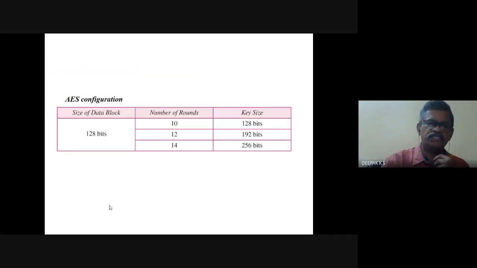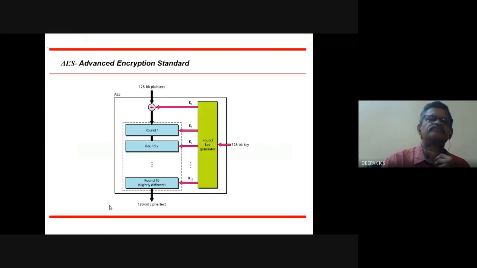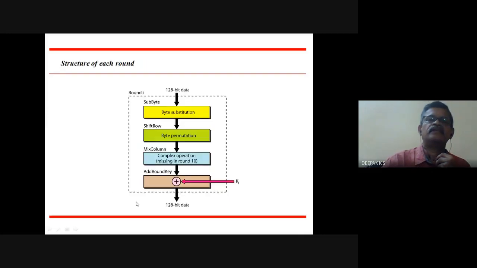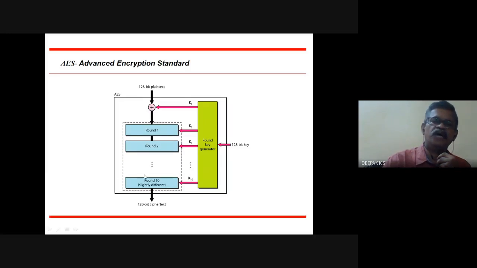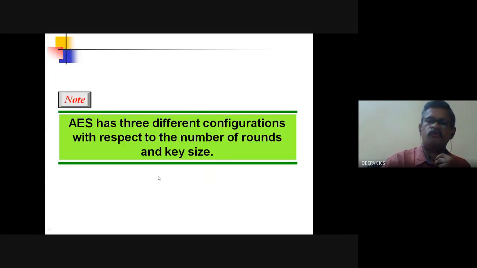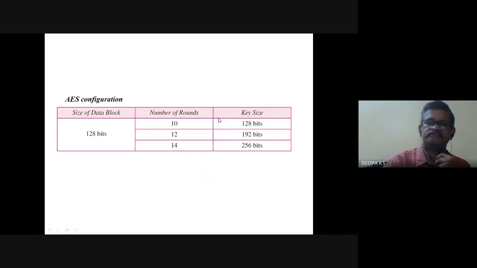That is for this AES, the Advanced Encryption Standard. You have a larger key size and the structure of each round is complicated. In round 1 itself, you have this much structure here and you have a key. And like that, you have 10 rounds for this 128.